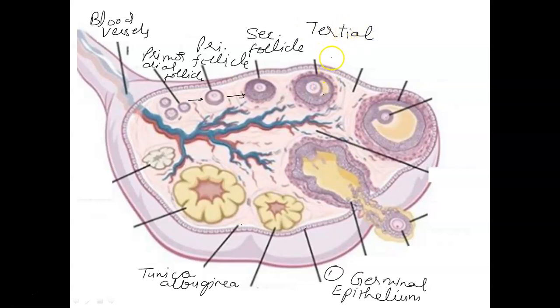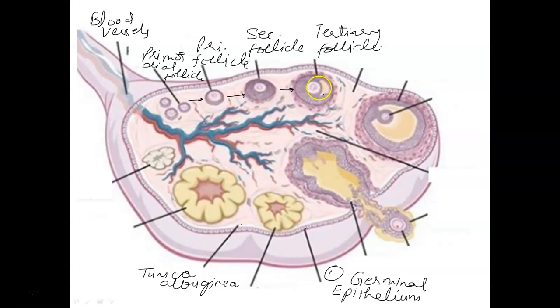Actually, more and more layers of granulosa cells surround the primary follicle, and it will change into the secondary and then the tertiary follicle. Let me write it again. The tertiary follicle is characterized by the appearance of a cavity known as the antrum. So the antrum starts forming.